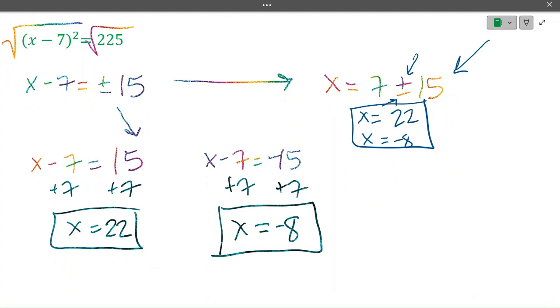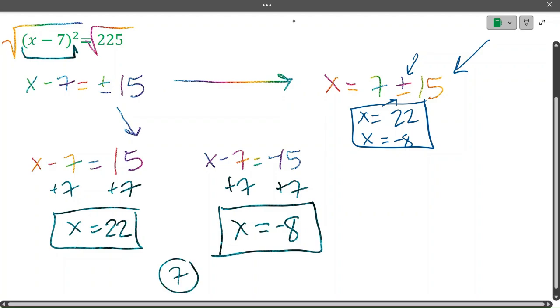The other way we could think about this is if we look at just this little part of the equation, this tells me that this equation is written in vertex form, right? x minus 7 quantity squared is the vertex form of a quadratic. And what I know is that my vertex has been shifted to the right 7 units. So because quadratics are symmetrical, both of these answers should be exactly the same distance from the vertex.